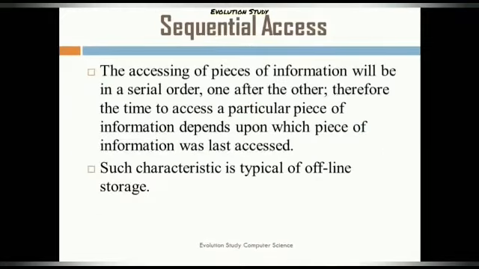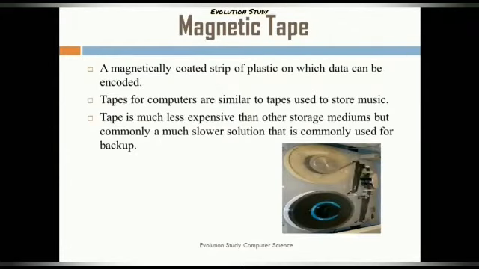Sequential access. The accessing of pieces of information will be in a series, one after another. Therefore, the time to access a particular piece of information depends upon which piece of information was last accessed. Such a characteristic is typical of offline storage. Magnetic tape: a magnetically coated strip of plastic on which data can be encoded. Tapes for computers are similar to tapes used to store music. Tape is much less expensive than other storage mediums but commonly a much slower solution that is commonly used for backup.